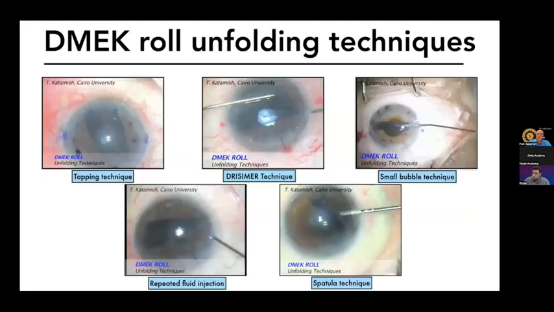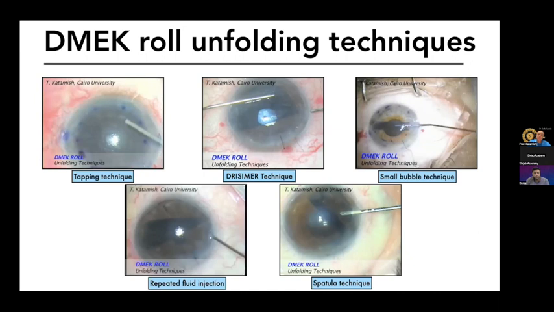So you now have proper orientation. You are sure that the graft is in the right orientation. You will start unfolding now. We have many techniques. One of the simplest is the tapping technique. Just simple tapping over the cornea. This will create a fluid wave. This fluid wave will indirectly unfold the DMEK graft, as you see, but it is not always easy, as you see in this example of the simple tapping technique.